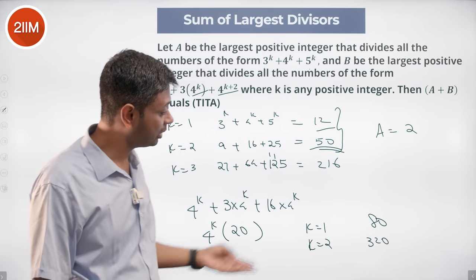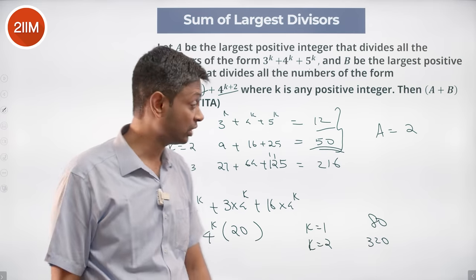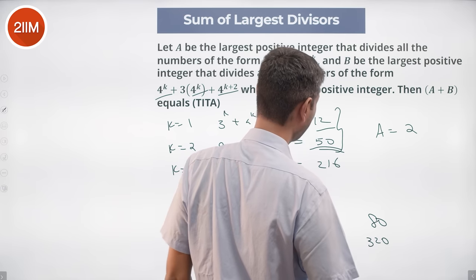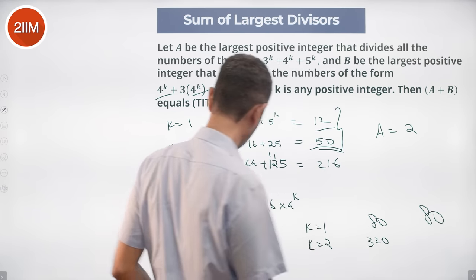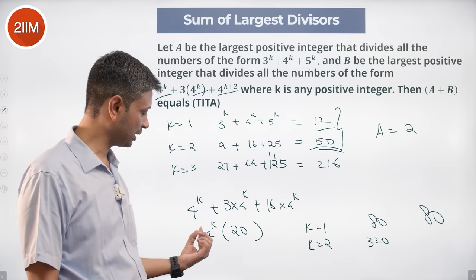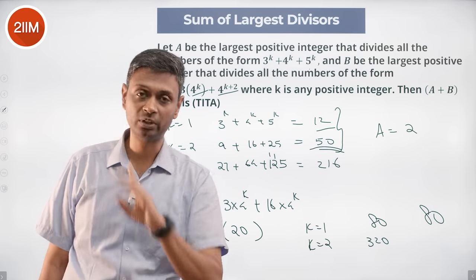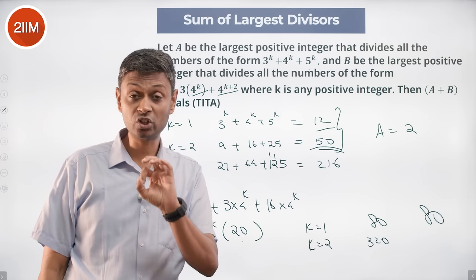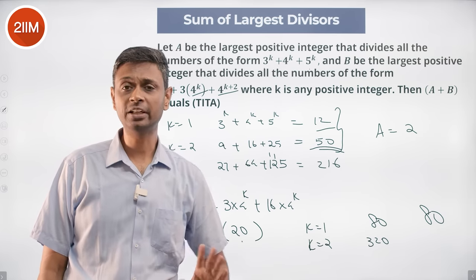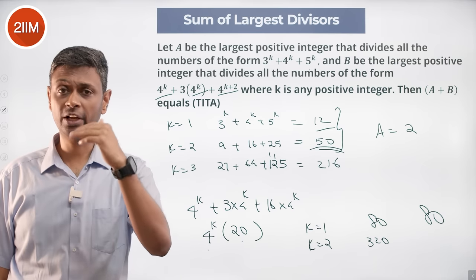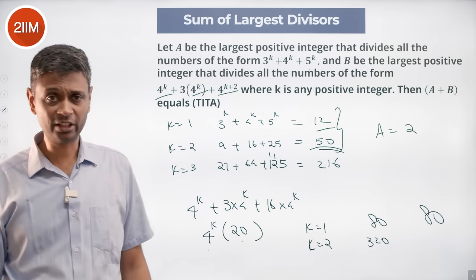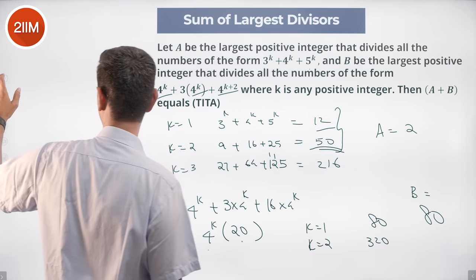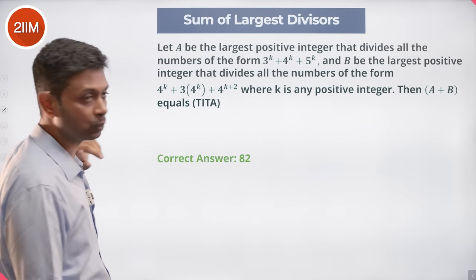So always it's a multiple of 80, the largest positive integer that divides this. For any k, this number is always a multiple of 80. It is 4 power k into 20. K is at least 1. This gives us a 20, this gives us a 4. So the largest number that will divide this always is 80. K is 1, it is 80. Anything more, it will be more than 80. And so 80 is definitely the number. A is 2, B is 80. Add these two, we get A plus B to be 82.